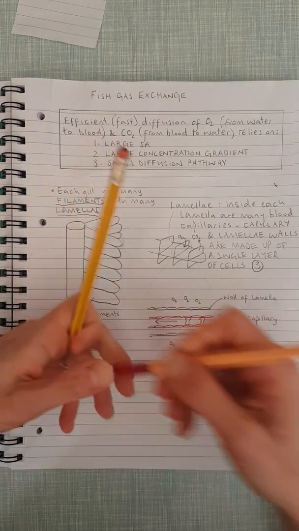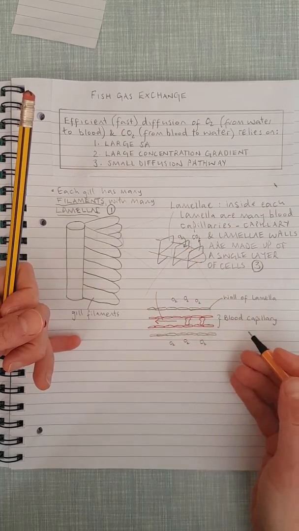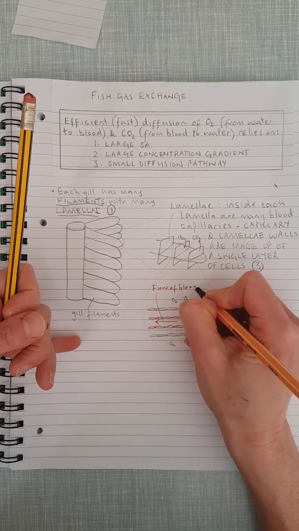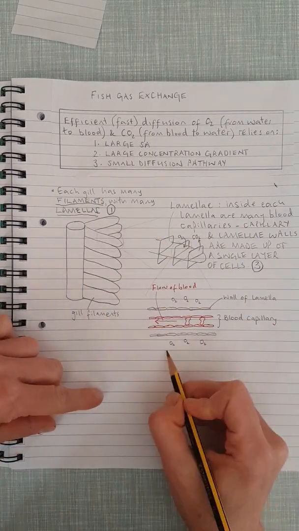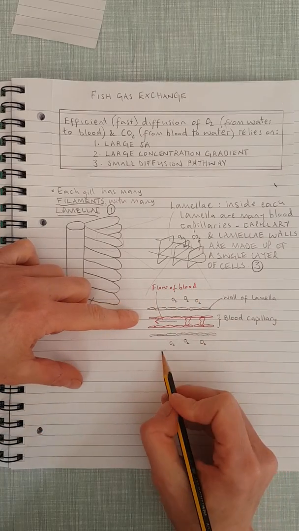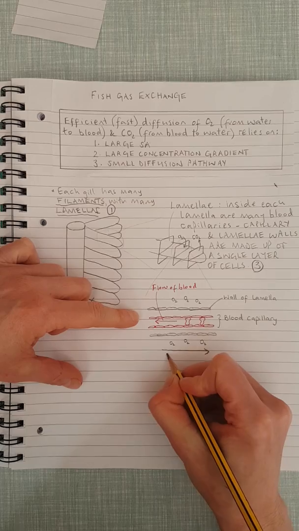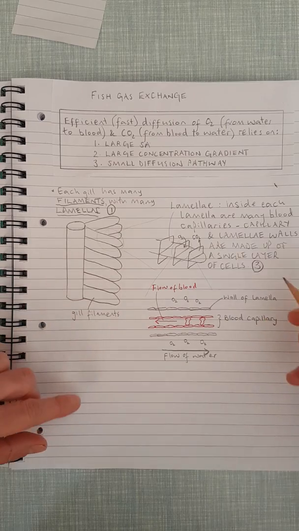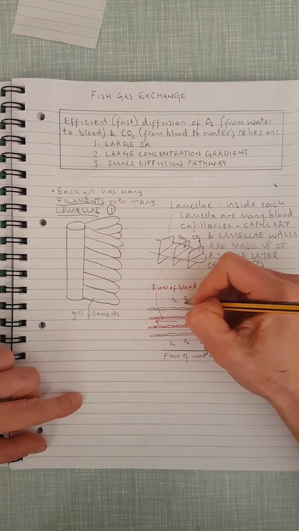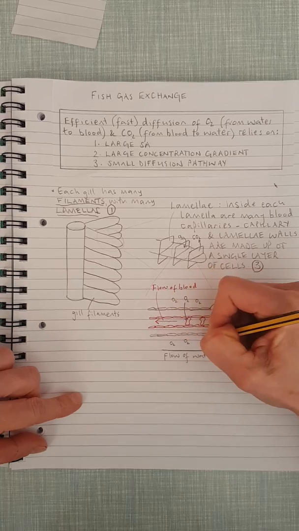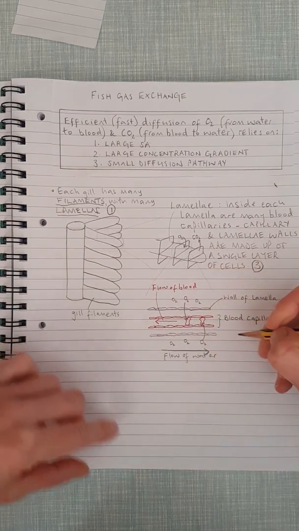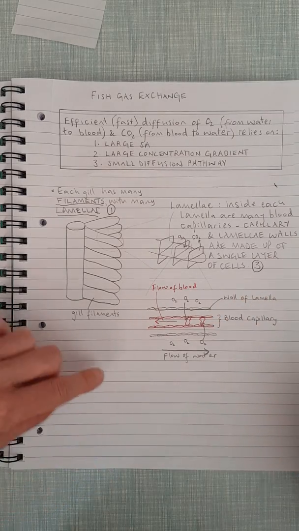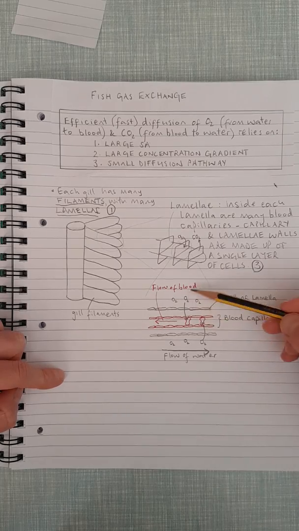So the flow of blood, let's say it's going from right to left in this case. But the important thing is that the flow of blood is in the opposite direction to the flow of water outside the lamellae. So the water is flowing in this direction, the opposite direction. And as it does that, the oxygen is able to diffuse into the bloodstream and be picked up by the red blood cells. Okay, so I'm going to write down a couple of things about why this is so important.